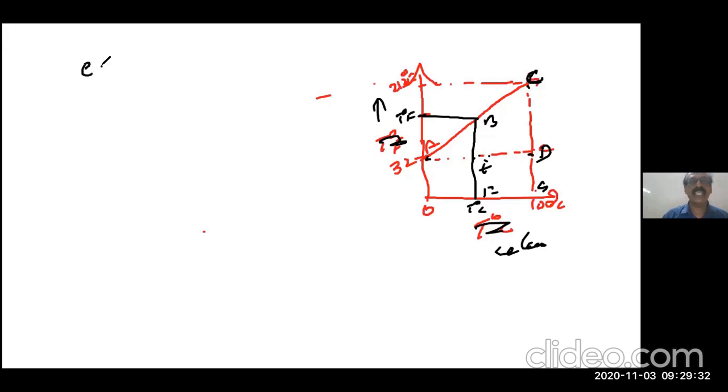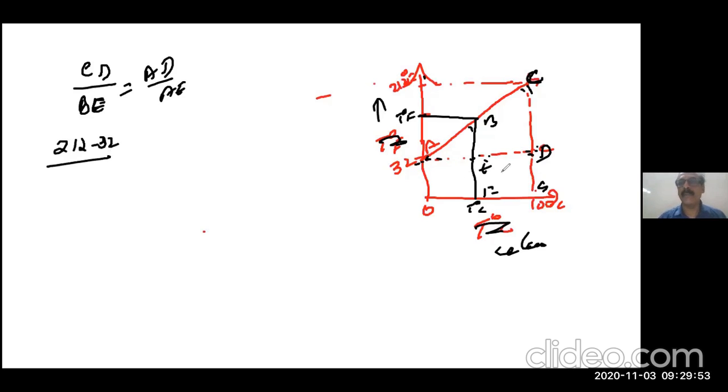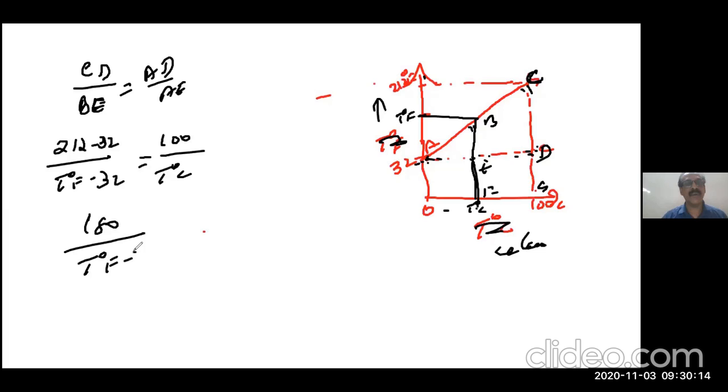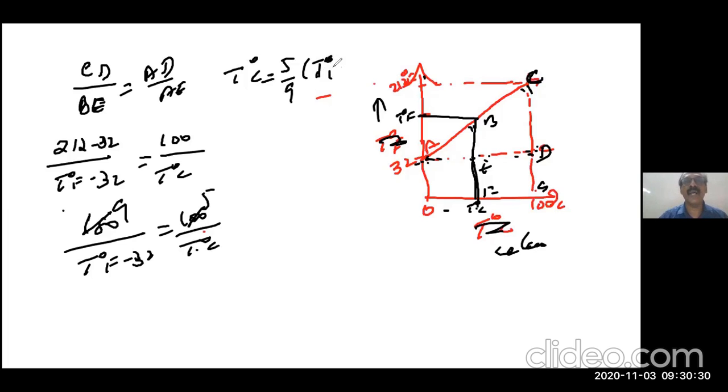So here we can write CD divided by BE is equal to AD divided by AE. What is CD? CD means 212 minus 32, that is 180. BE means T degrees Fahrenheit minus 32. AD, what is AD? 100 degrees. AE is T degrees Celsius. Now this is 180 divided by (T degrees Fahrenheit minus 32) equals 100 divided by T degrees Celsius. Okay, so this is 9 times, 5 times. Then we can write here, T degrees Celsius is equal to 5 by 9 into (T degrees Fahrenheit minus 32).